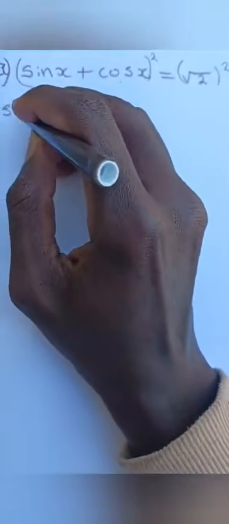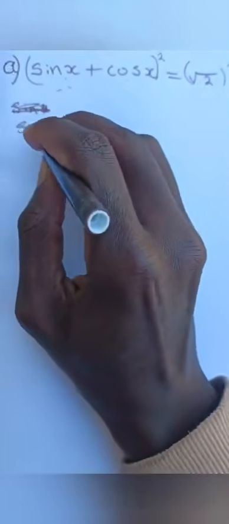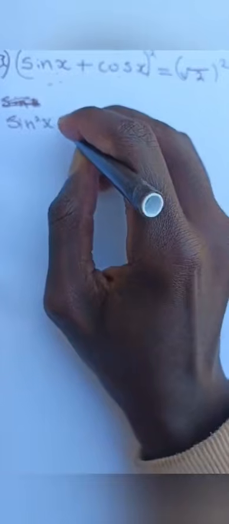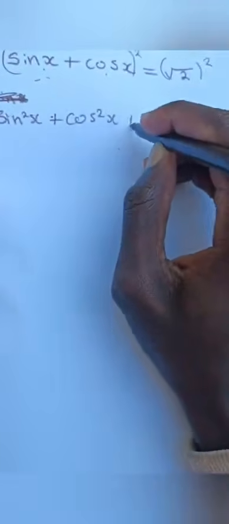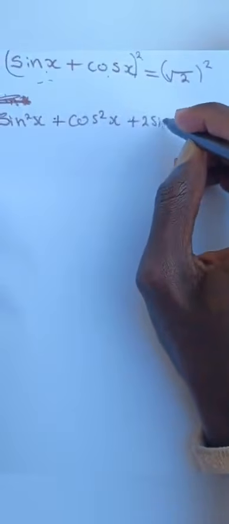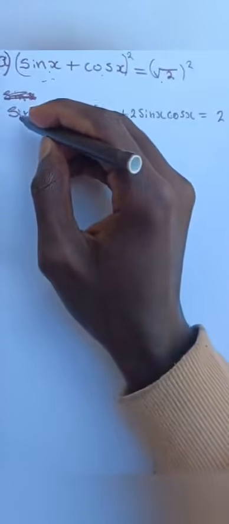Okay, so here I'm going to have sine power 2x plus cos power 2x plus 2 sine x cos x. Okay, then you say equals. If you raise this to the power of 2, what are you going to have? You're going to have 2, right?